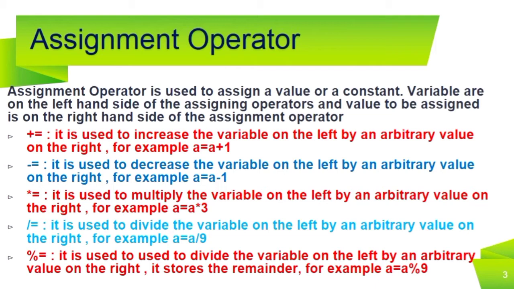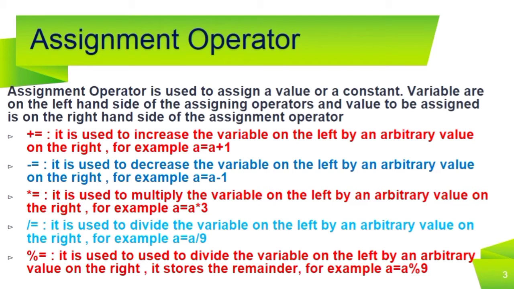Let's begin. The first one, plus is equal to. It is used to increase the variable on the left by an arbitrary value on the right. For example, a is equal to a plus 1. The second, minus is equal to, is used to decrease the variable on the left by an arbitrary value on the right. For example, a is equal to a minus 1. The third one is star is equal to. It is used to multiply the variable on the left by an arbitrary value on the right. For example, a is equal to a into 3.